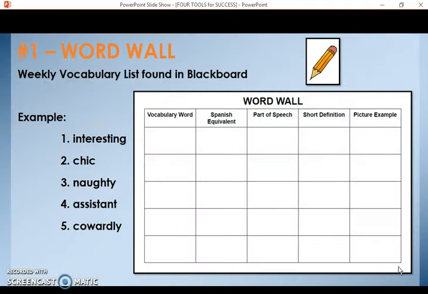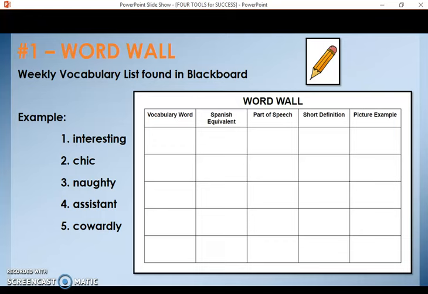All right, let's start with the word wall. Every week, at the beginning of the week, if I have you on a Monday, then this will be on Monday. If the first time I have you during the week is on a Tuesday, then you'll receive this on a Tuesday. You will have a weekly vocabulary list, anywhere from 5 to 10 vocabulary words that you'll find in this week's reading.